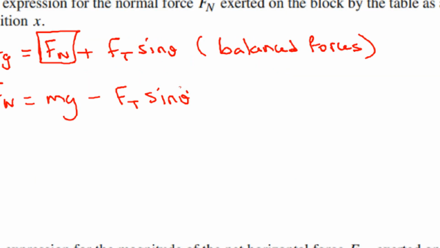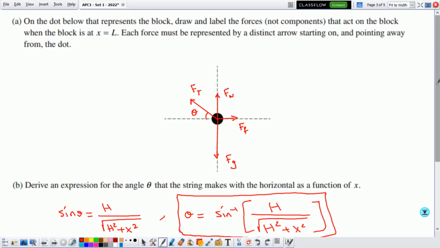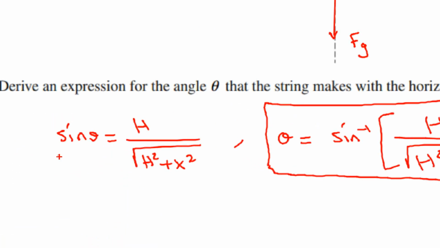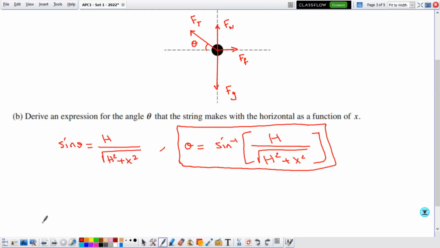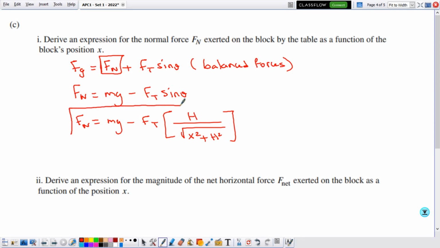However, theta should be replaced by x, and this can be done by referring to the previous part. In the previous part, we have determined that sine theta can be expressed as this. So now that would be equal to mg minus Ft multiplied by h divided by radical x square plus h square. Then the expression of the normal push is given by this.